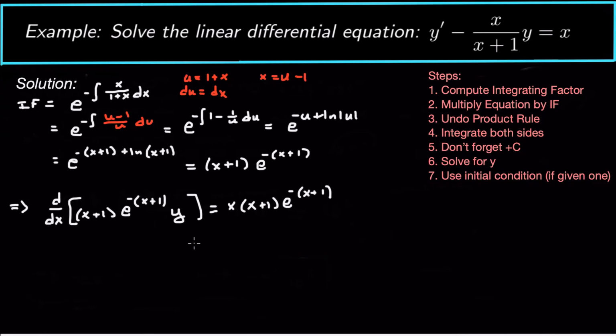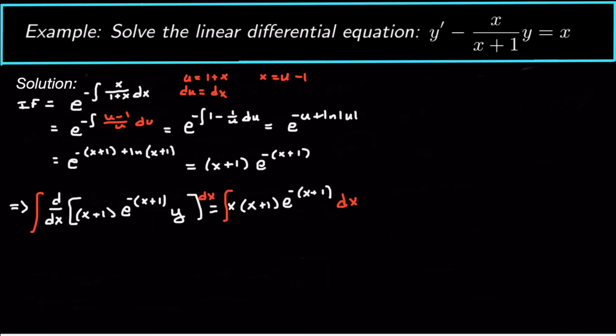So now I've got to integrate both sides with respect to x. Let me just make some more room here. We're basically at step 4. We're not going to forget our plus c, and then we're going to solve for y. I'm going to erase that so I can have some room for my integration by parts, because this is getting a little nasty here. It's really x squared plus x times e to the negative x plus 1 dx. So that's what we're trying to integrate.